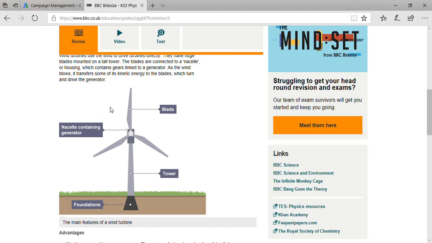As the wind blows, the blades will start to rotate, and then wind energy will convert into rotational energy. When they rotate, the gear will also move, and when the gear moves, rotational energy will convert into kinetic energy, and then it will drive the generator. That means the kinetic energy will then turn into electrical energy, okay? Do you understand it? Great.